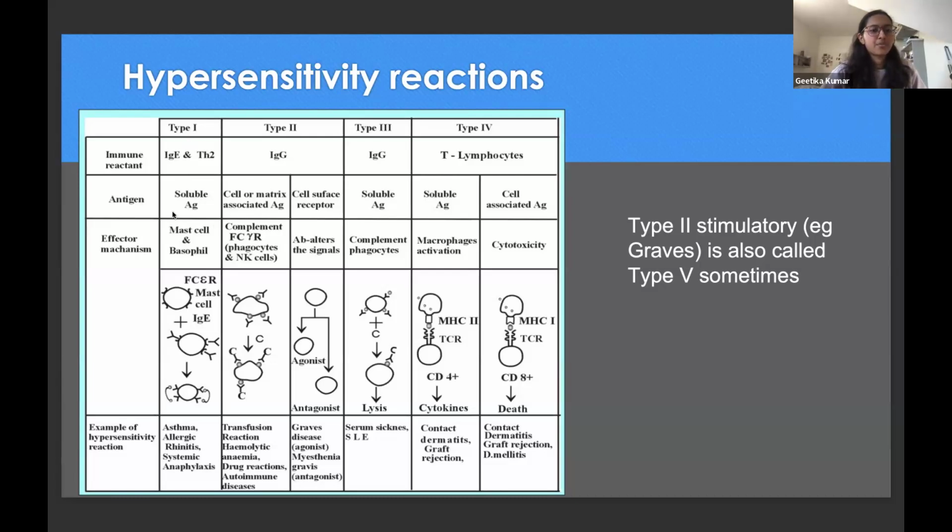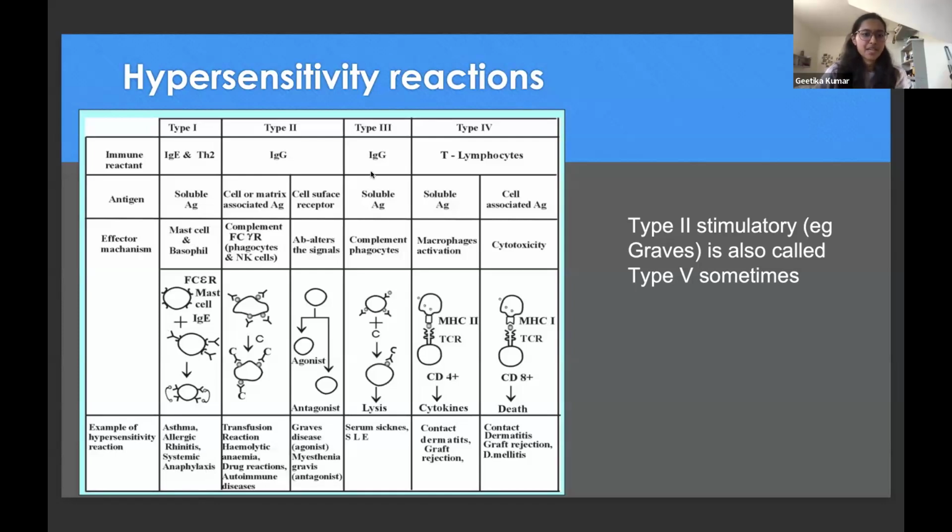So you've got type 1, which is IgE mediated, and you get a response to soluble antigens, so antigens in the serum or tissue fluid, mediated by mast cells and basophils that are degranulating and releasing histamine. Histamine produces itching and swelling, so things like anaphylaxis, asthma, hay fever, or allergic rhinitis. Those are all type 1.